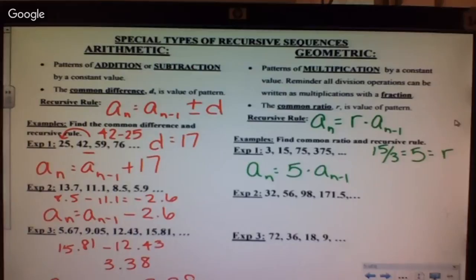Example 2. Again, I can take 98, and as long as I divide by the number that comes directly in front of it, so this time 56, you can find your R value. 1.75. So, again, A sub n equals 1.75 times A sub n minus 1.